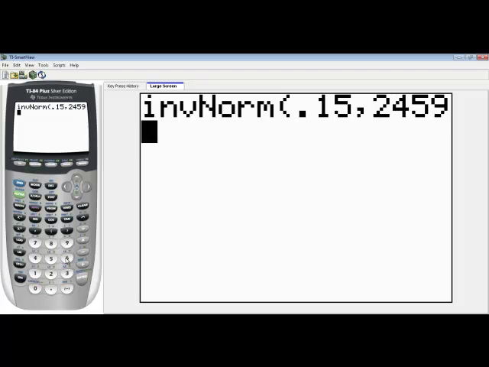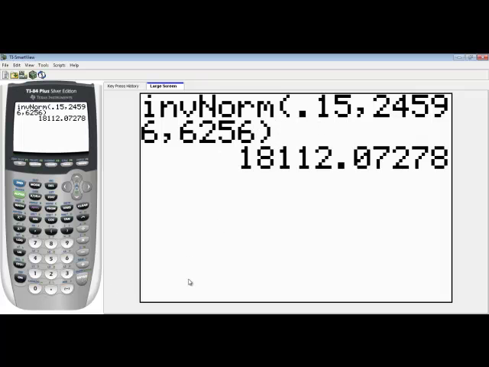24,596, comma, 6256 for the standard deviation. So that's the area to the left, and then the mean and the standard deviation. Close the parentheses, hit enter, and with this one we were rounding to whole numbers, so 18,112.